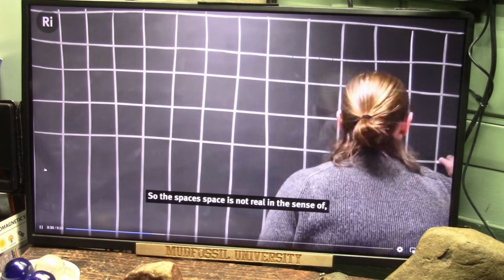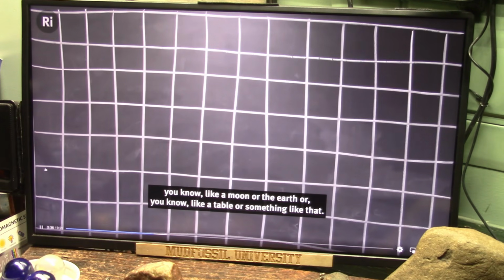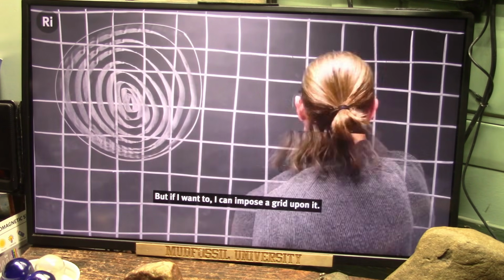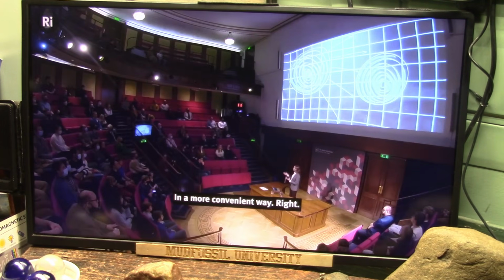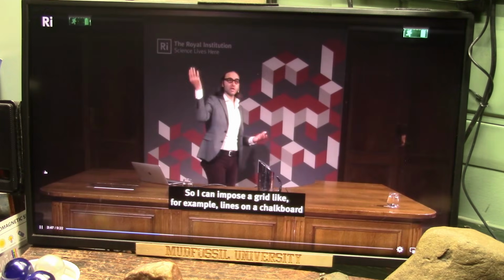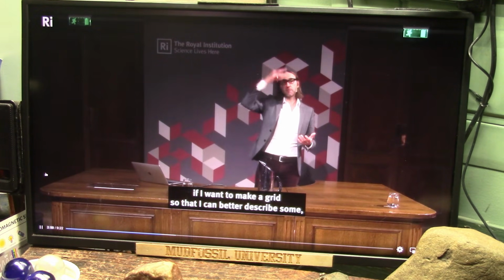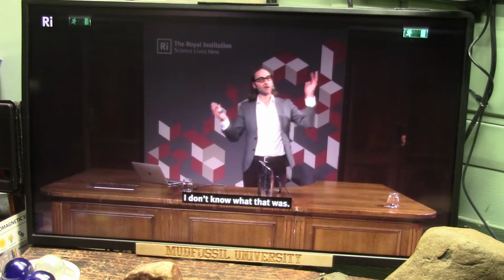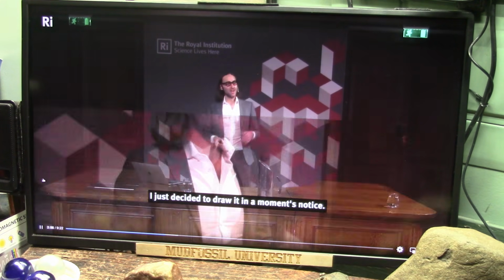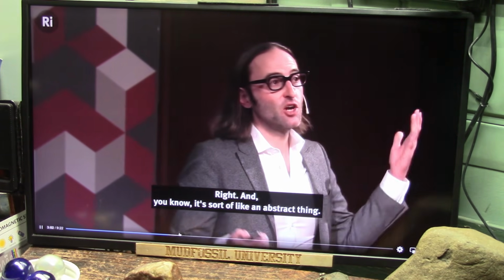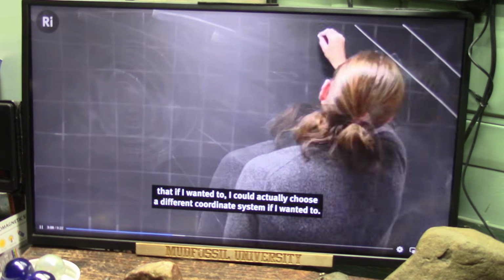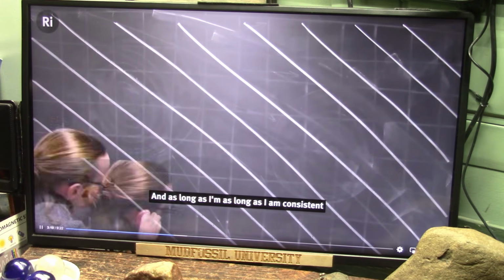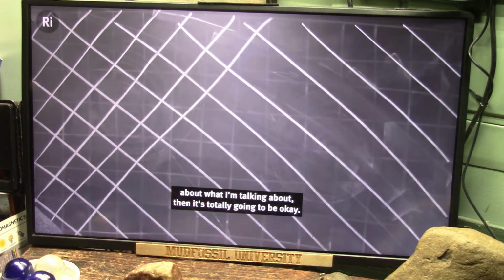So the space is not real in the sense of a moon or the earth or a table or something like that. But if I want to, I can impose a grid upon it so that I can describe things in the physical world in a more convenient way. So I can impose a grid, like lines on a chalkboard, if I want to better describe some planets that are doing something. That grid is there to help me with my calculations, right? It's so abstract that if I wanted to, I could choose a different coordinate system, and as long as I am consistent about what I'm talking about, it's totally going to be okay, right?